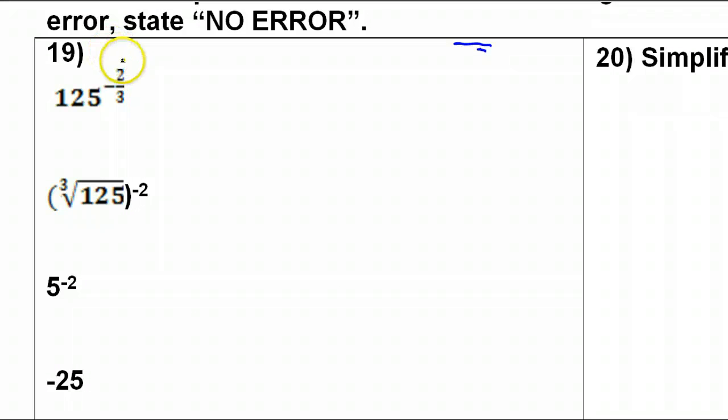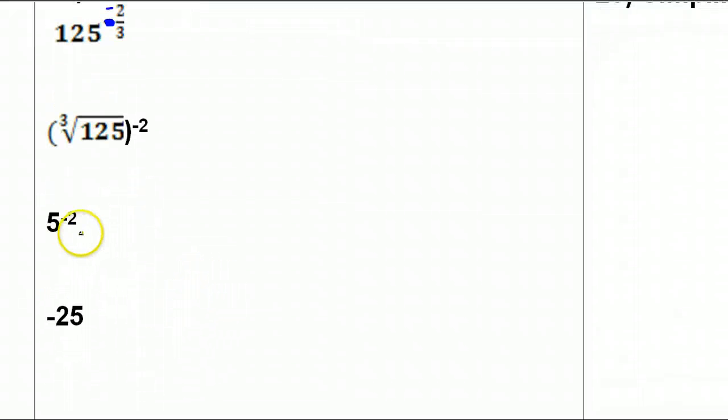Now let's see what we have here. From this step to this step, I see they went ahead and looked at this as negative 2 and positive cube root. There's nothing wrong with that. The cube root of 125 is 5, so that's 5 to the negative 2 power, nothing wrong with that. Here's the error right here.